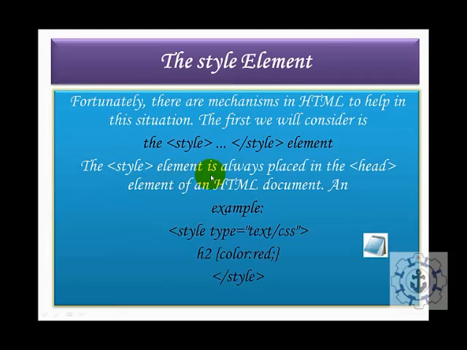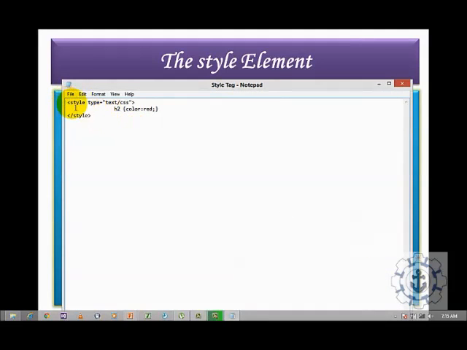The style element is always placed in the head element of an HTML document. So be careful. Where you want to write your style, the style element should be placed within the head tag. For example, style type equal to text/css. Here within the style tag you want to define your style. So H2 is an HTML element, then property and value. Open a notepad and type style type equal to text/css, H2 color red.